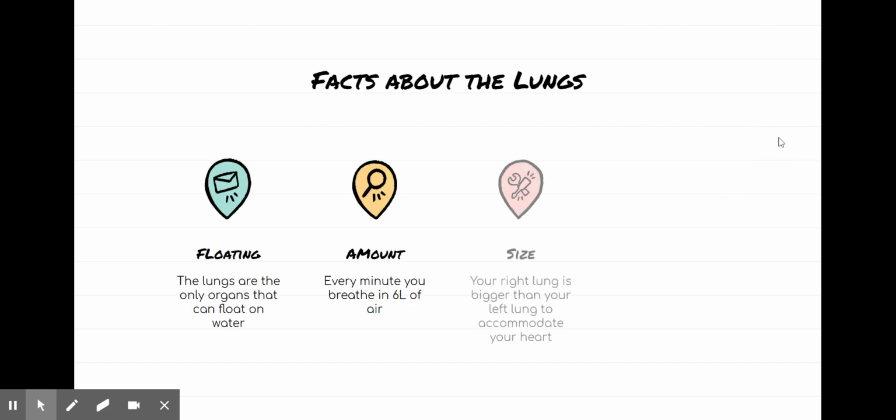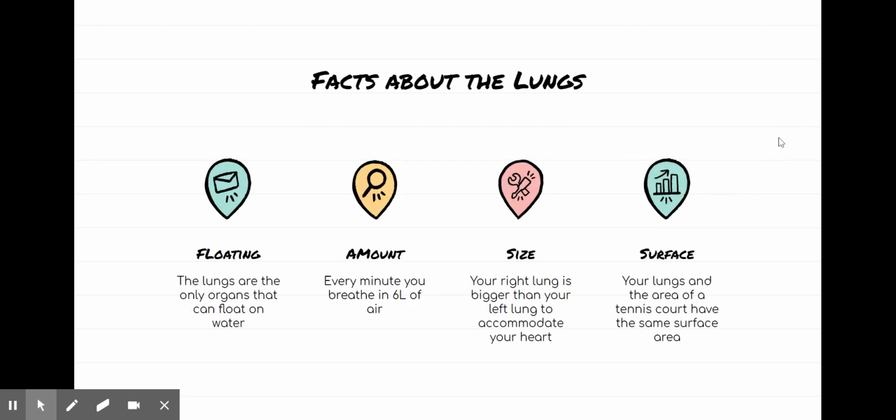So here are some interesting facts about the lungs. The lungs are the only organ in your body that can actually float on water. That's simply because it has lots of little air pockets and holds air all the time. So when you put it in a glass of water, it's less dense than the water, and so it floats on the top.